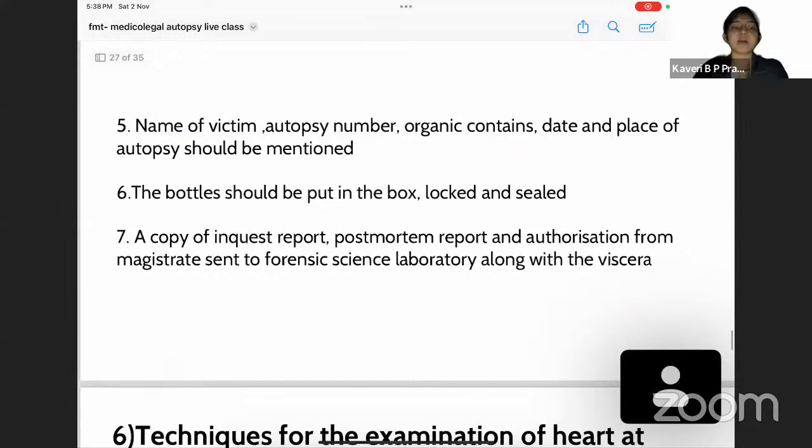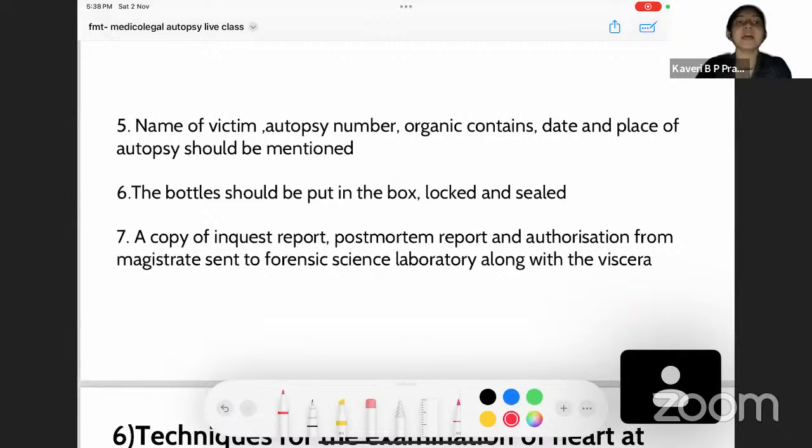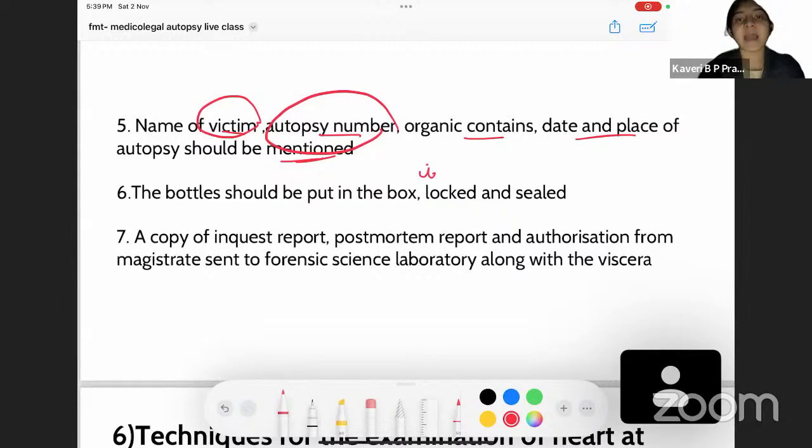Apart from this, coming to the other instructions, name of the victim, autopsy number, organ contained, date and place should be mentioned. Because when the forensic laboratory person sees the content, he should be able to identify whose body this was collected from. And you'll also give him a brief idea about whatever you found during autopsy so that it will aid in identifying the cause of death. You have to write all these details so that it is easier for the purpose of identification. If all these are not mentioned, the person will return you the sample. There won't be any use.